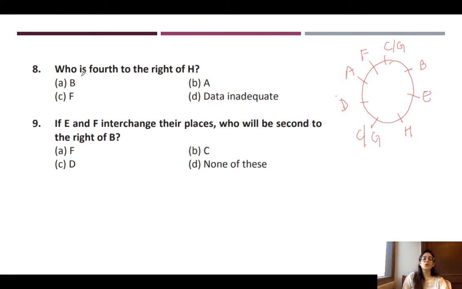Okay. Who is fourth to the right of H? So here is H, and at his fourth right, 1, 2, 3 and 4, who is it? F. So this is the correct answer.